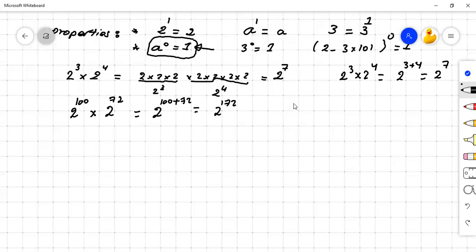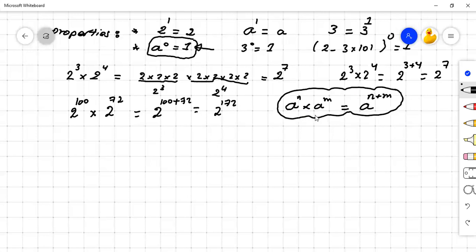So the formula is a power n times a power m is equal to a power n plus m. A very important trick. This is in the case of a multiplication. If we want to multiply same base powers, we can add the exponent directly and the base remains the same. What if we have division?